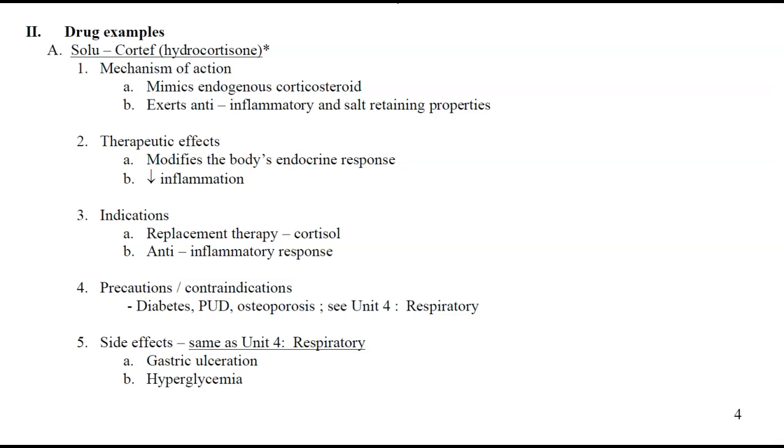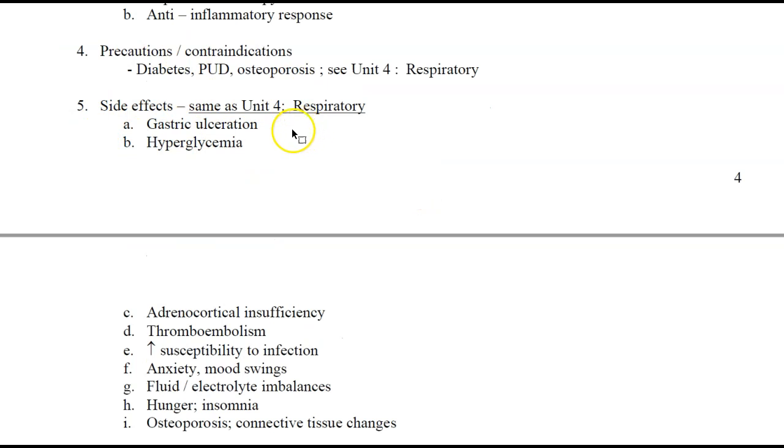Some precautions and contraindications that we can recall: our side effects for corticosteroids include diabetes, because it can increase your blood sugar; peptic ulcer disease, because it can cause gastric ulceration; and osteoporosis, because it can cause the thinning of the bones from the problem with calcium reabsorption. Side effects are going to be the same as what we've learned from our respiratory unit, right?